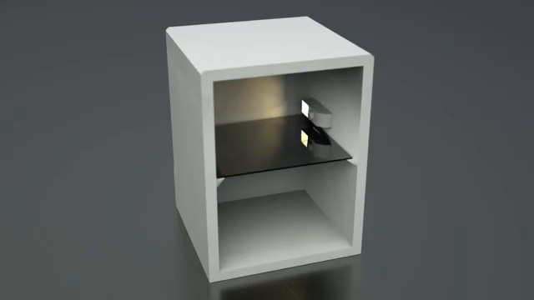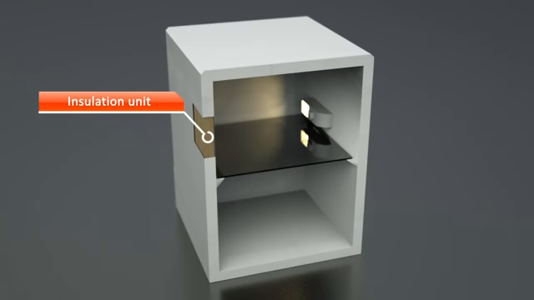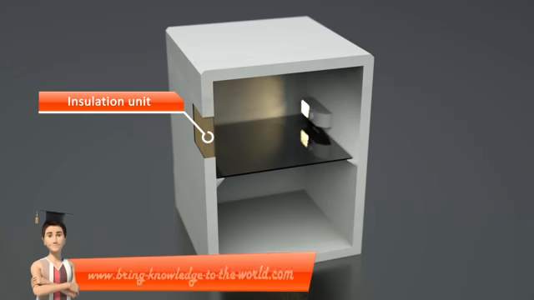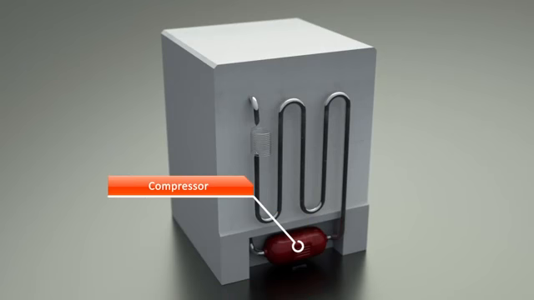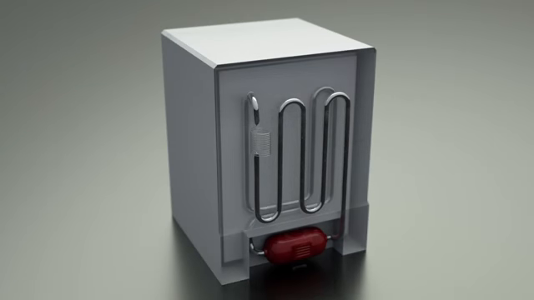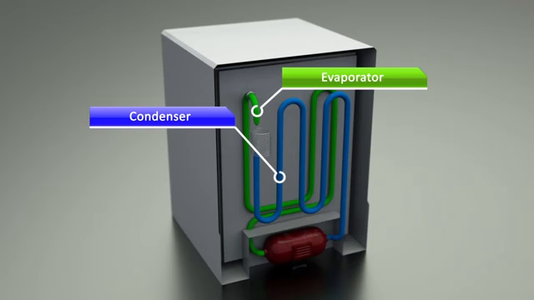A container, made of plastic and metal, is equipped with several insulation units so that ambient heat cannot get into the fridge. A thermostat measures the temperature in the fridge. It is linked to the compressor by a cable. Tubes with a refrigerant in them are connected to the compressor. The tubes are grouped into the evaporator unit and the condenser unit.